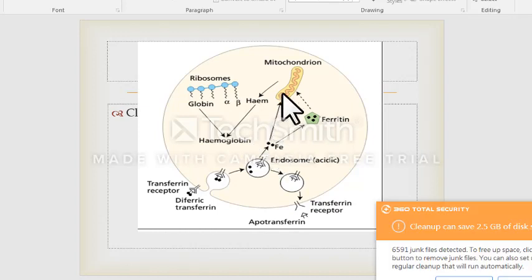This iron then moves to mitochondria, where an important step occurs during hemoglobin synthesis, where a ferrochelatase enzyme incorporates this iron into hemoglobin. So hemoglobin synthesis will occur in erythroblast.